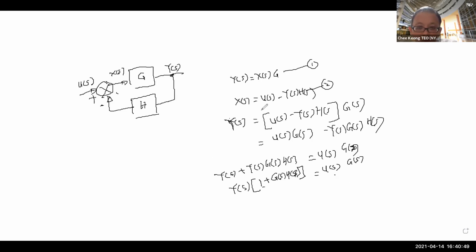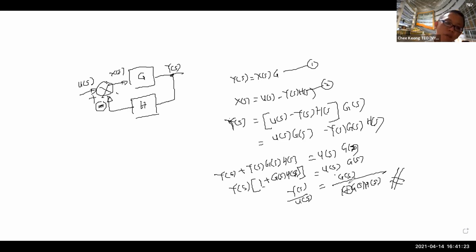Okay, then now you really need to find what is Y of s over U of s. So you can bring your U over here, so it becomes Y of s over U of s. And then this guy you can bring over to this side, which is G of s over 1 plus G of s H of s. So that is basically it. Like I say, for minus feedback, you get plus gain. So this is rule 7 for you.